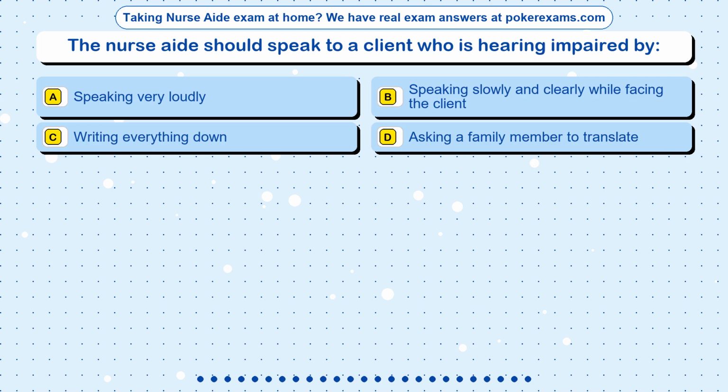Question 10. The nurse aide should speak to a client who is hearing impaired by Option A. Speaking very loudly. Option B. Speaking slowly and clearly while facing the client. Option C. Writing everything down. Option D. Asking a family member to translate.